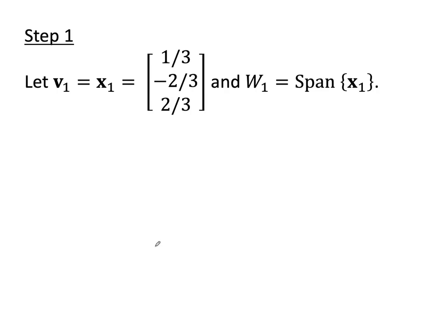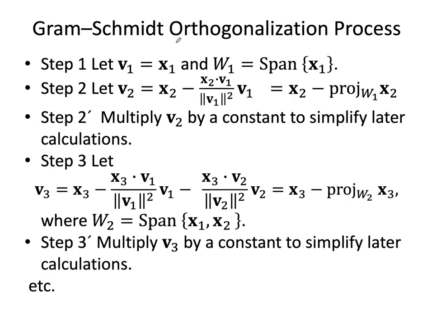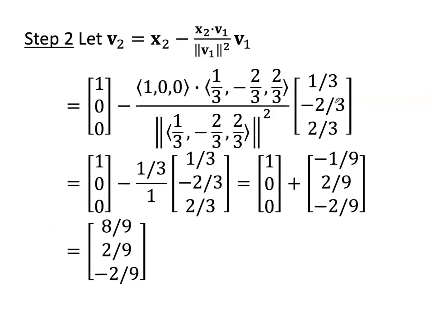Okay, step 1. So again, here's what we do with step 1. We let v 1 equal x 1. That is, in other words, 1/3, -2/3, 2/3. W 1 is going to be the span of x 1. Here's what step 2 is. Step 2, we let v 2 equal x 2 minus x 2 dot v 1 over the length of v 1 squared times v 1. That's, in other words, x 2 minus the projection of x 2 onto W 1, in case you were wondering.